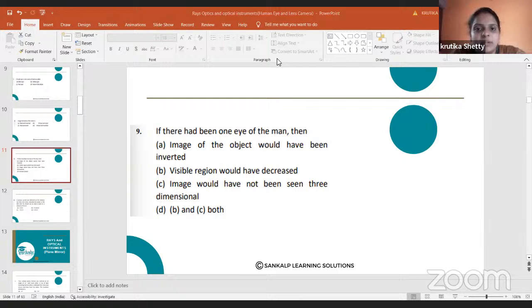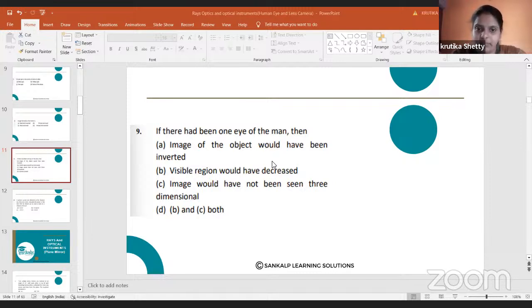So many students are giving the correct answer. Purvi, Rakshita, yes. Madhu. Yes, right. See here, the image of the object would not have been inverted. Inversion has no relation here. See, the visible region would have decreased. Yes. Because of the one eye, obviously the visible region is decreased.